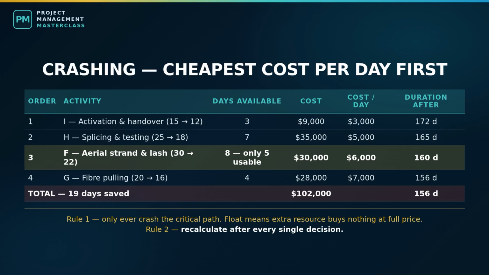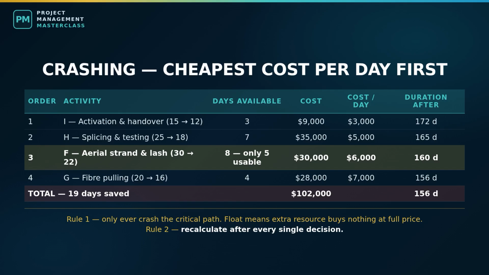Now, crashing. Crashing means spending money to shorten the duration of an activity on the critical path. More crews, longer shifts, weekend work, a second machine. 2 rules, and violating either is expensive. Rule 1, only ever crash the critical path.